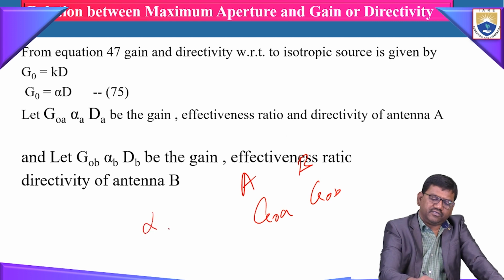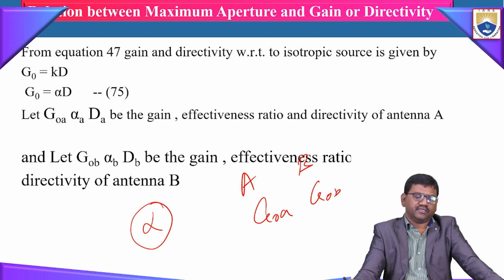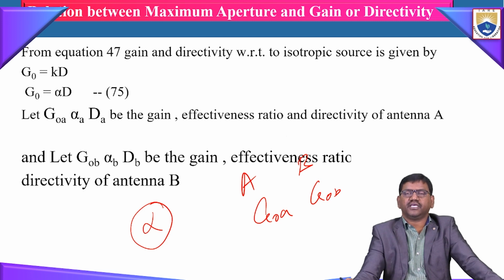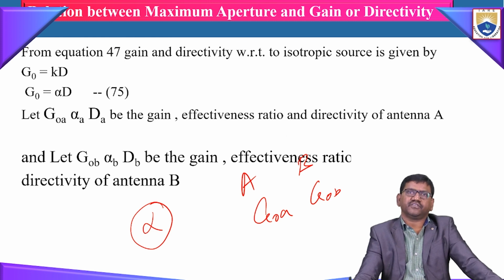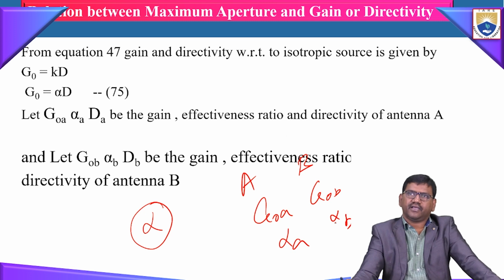And the effectiveness ratio is denoted by the symbol alpha. The effectiveness ratio is the ratio of the effective aperture of an antenna to the maximum effective aperture of that antenna. Assume alpha A and alpha B are the effectiveness ratios of antennas A and B, and G0A and G0B are the gains of transmitting antennas A and B with respect to the isotropic antenna.